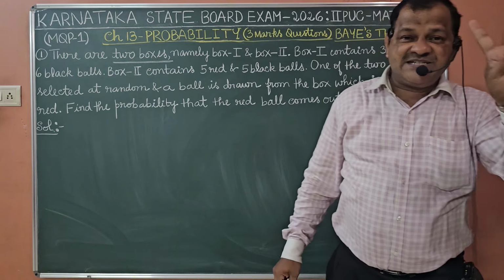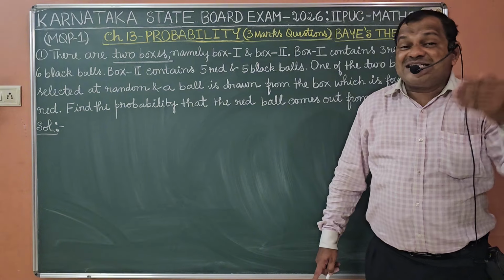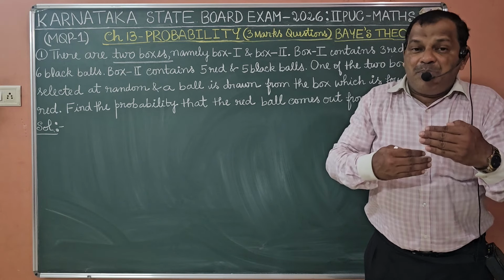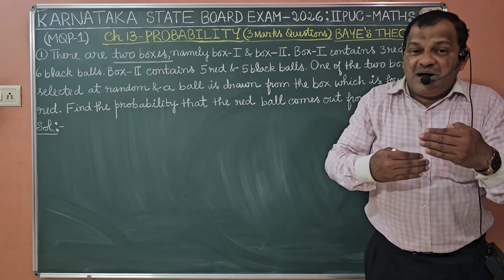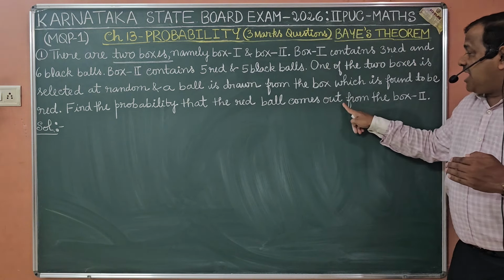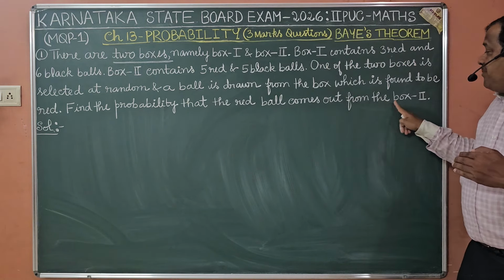One of the 2 boxes is selected at random and a ball is drawn from the box which is found to be red. That becomes the special event. I told you previously in the same video that not the last sentence but the last but one sentence will help us to define the special event A. Here what is the last sentence? The last sentence is this: find the probability that the red ball comes out from box 2. Read the last but one sentence.